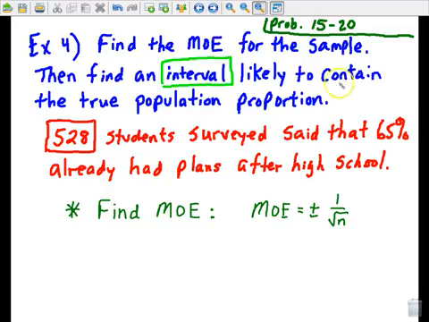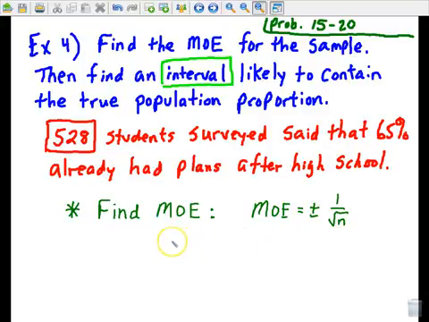Okay, almost done. This will wrap it up. Find the margin of error for the sample. Okay, so we've done that. And then find an interval likely to contain the true population proportion. So here is my situation. I surveyed 528 students, and those students said that 65% already had plans after high school. Let's hold on to this 65% number. Let's first find out what the margin of error is for a sample size of 528 students.